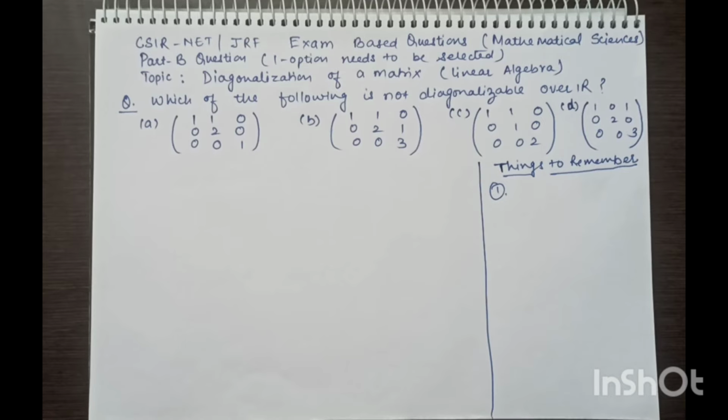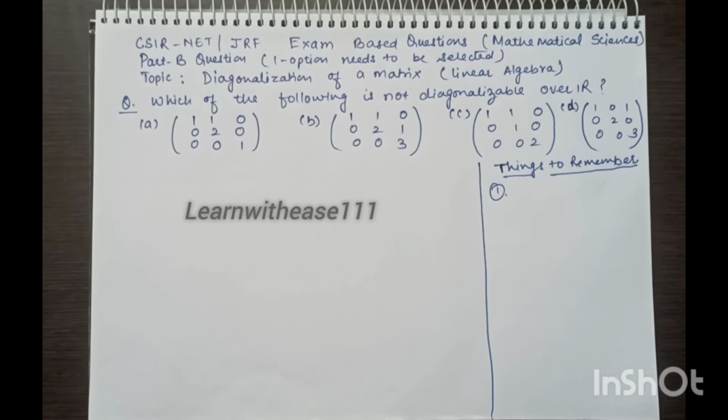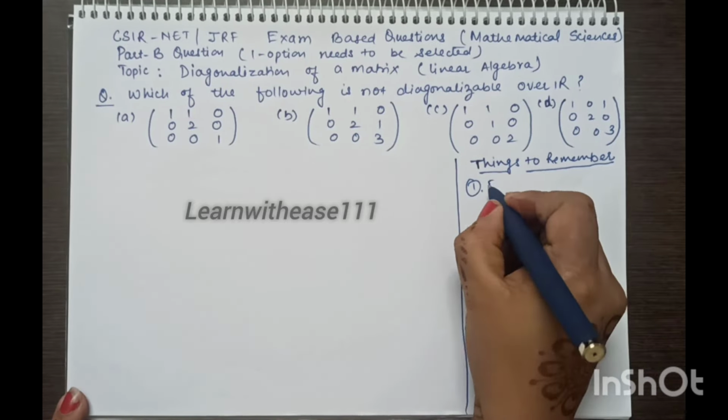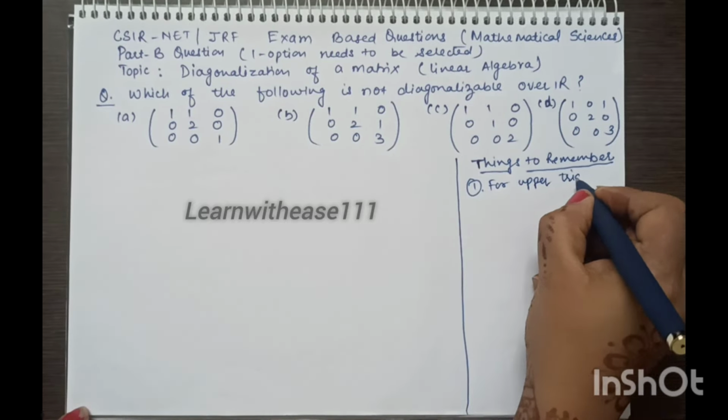Exam based question for CSIR NET, and this is part B question where one option needs to be selected out of 4. Topic is diagonalization of a matrix from linear algebra. Question is which of the following is not diagonalizable over R. So 4 matrices are given to us.